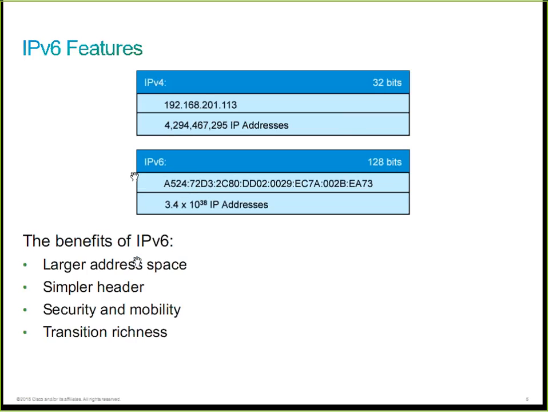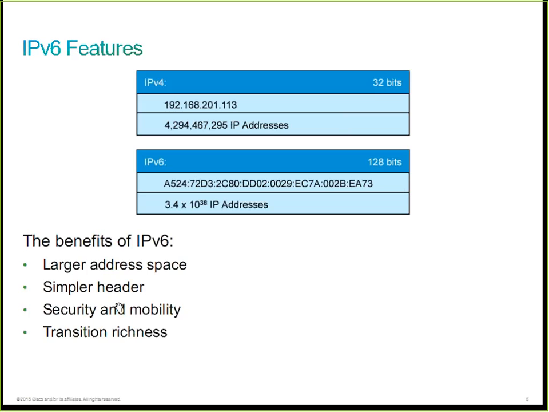Now the best part about IP version 6 is that it gives you a large address space. Compared to IP version 4, naturally it will give you a larger address space because it is 128 bits. On the other hand, the header of IP version 6, which I'll show you in a little while, is simpler. There are fewer fields, and it can carry a lot more information compared to IP version 4.